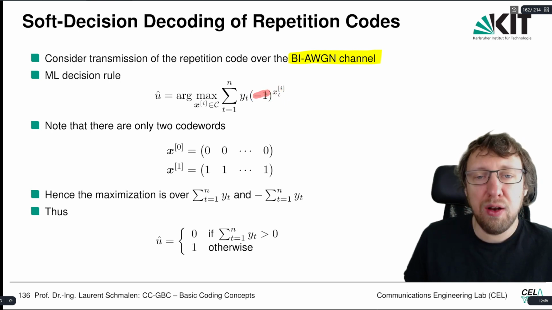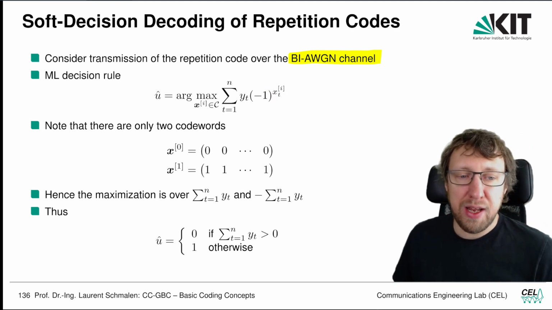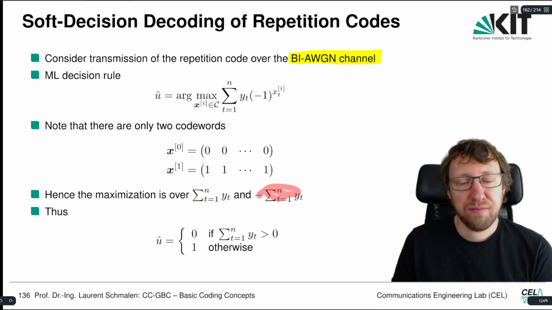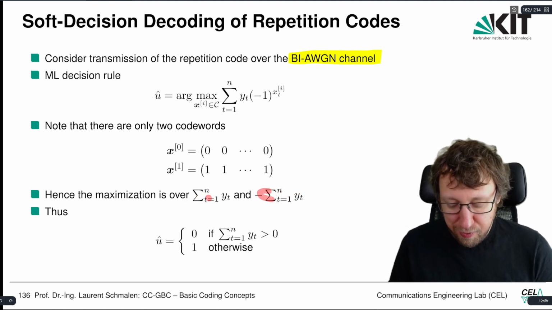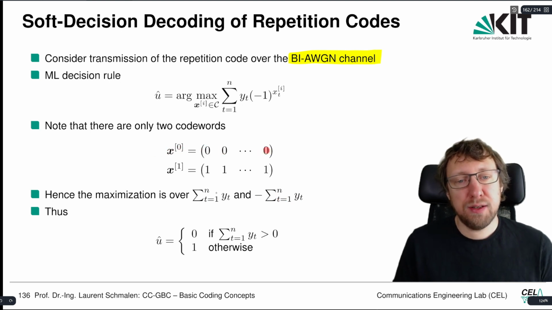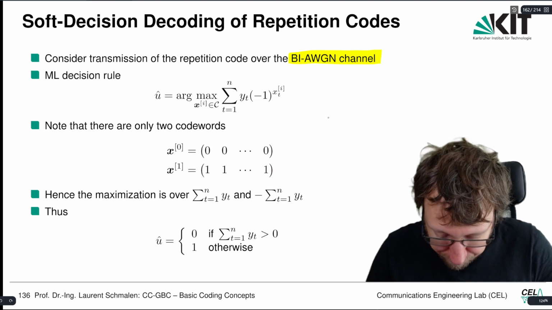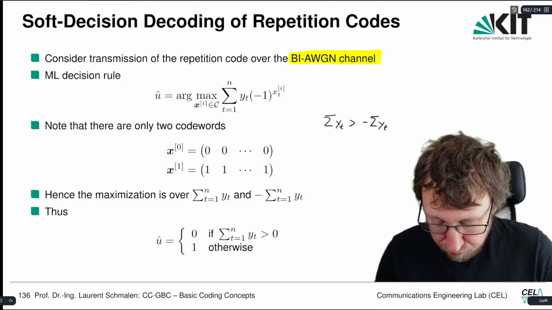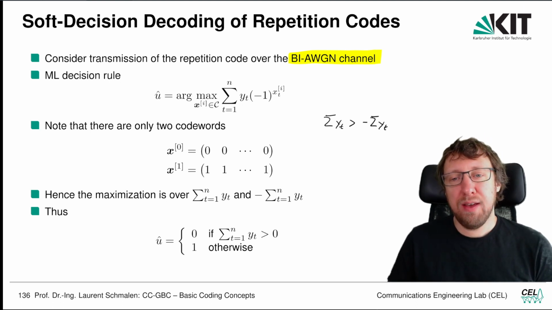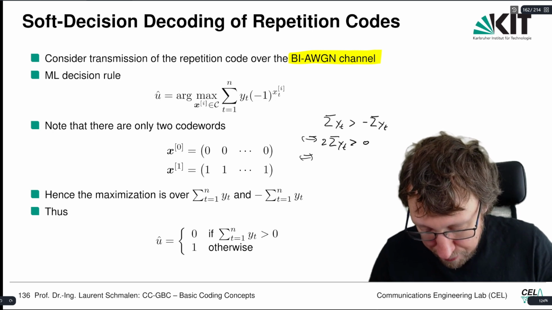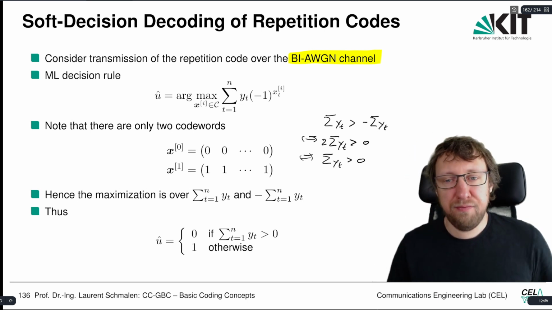This is either always +1 or always -1. So essentially, we maximize over the sum of yt and minus the sum of yt. And if the sum of yt is larger than the sum of minus yt, then we decode for x0. We decode for the 0. If the sum of yt is smaller than the sum of minus yt, then we decode for x1. So what does it mean if the sum of yt is larger than minus the sum of yt? Well, we can add the sum of yt on both sides. So it means that 2 times the sum of yt is larger than 0, and divide by 2. So it means that the sum of yt is larger than 0.